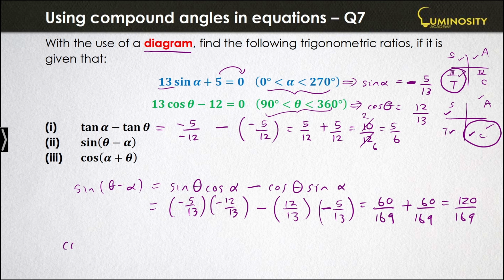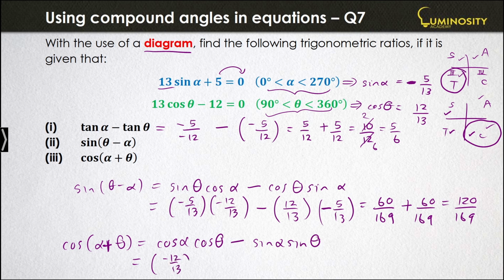Okay, and then lastly, cos of alpha plus theta. That's going to give you cos alpha cos theta. And because it's plus here, it's minus in the middle. Sine alpha sine theta. Cos alpha, we worked out that's negative 12 over 13. Cos theta was 12 over 13. Minus sine alpha was negative 5 over 13. And sine theta is negative 5 over 13.